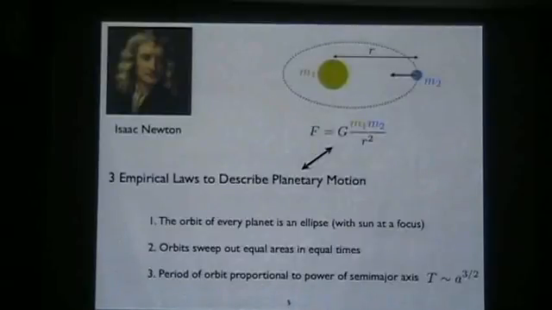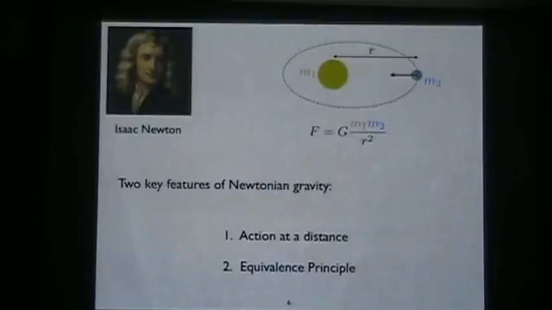And so this one simple idea was able to describe all the observed motions of the planets in the solar system, as well as the fact that we experience gravity ourselves. So now the Newtonian framework of gravity has two key features that I'm going to want to spend some time on today. One of these features is action at a distance, and the second is the equivalence principle.